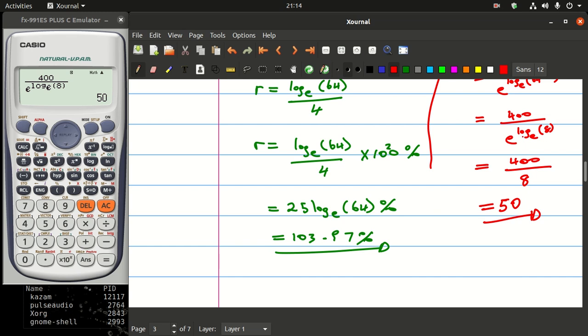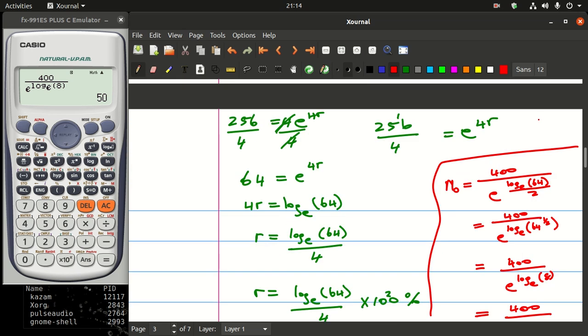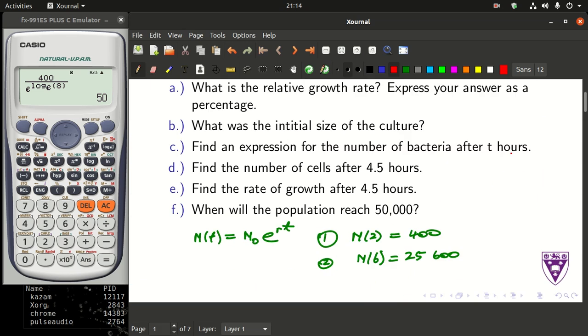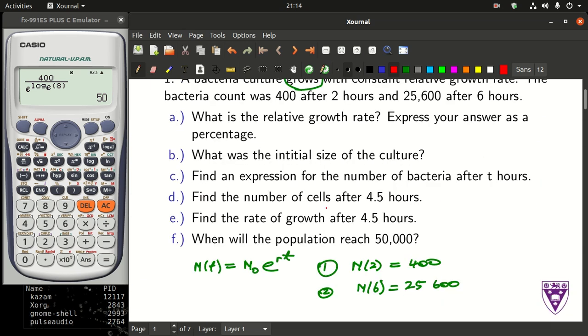One thing to notice: we have a base e, we have a log, and we have e here. These cancel out and you're left with an 8. You can press a calculator. So we have an n0 here. And now find the number of cells.